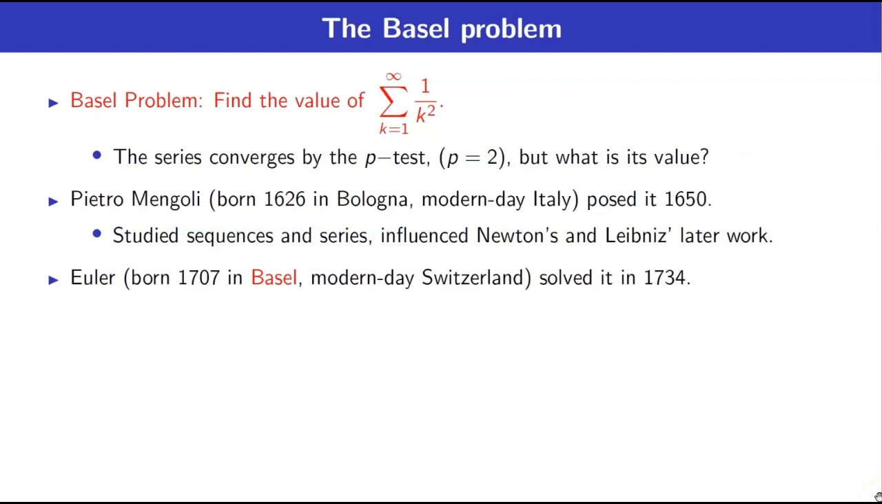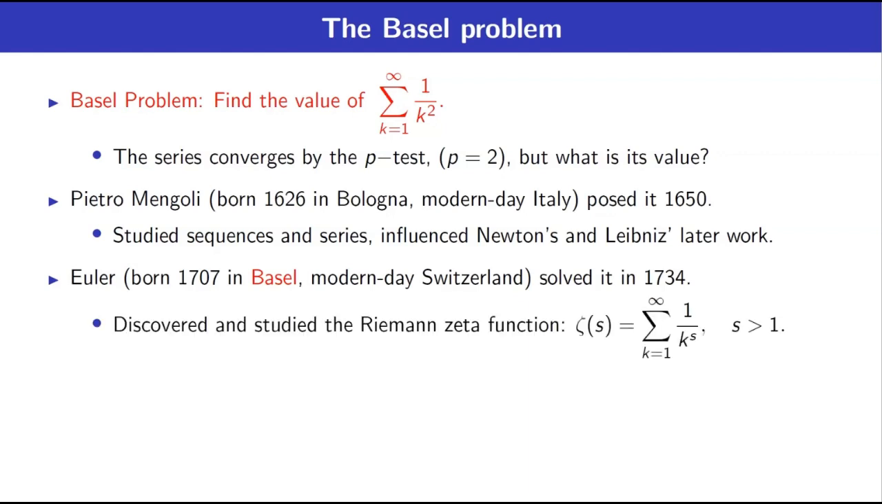The question was open for several decades until the great mathematician Leonhard Euler supplied an answer in 1734. Euler was born in 1707 in Basel, in what is modern-day Switzerland. His solution was celebrated, and the problem was honored with the name of his birth city.